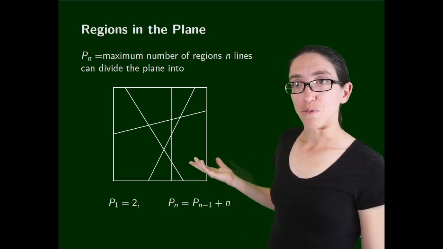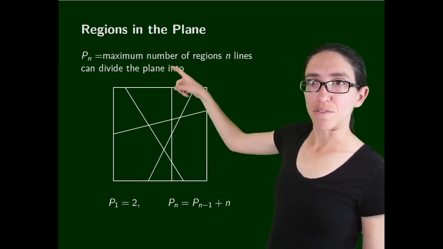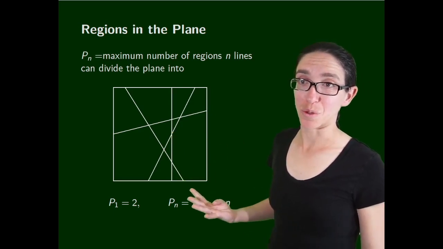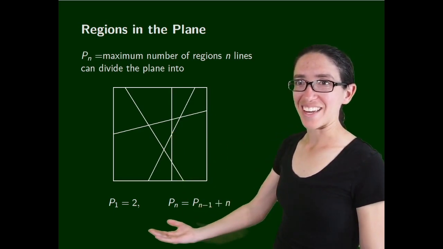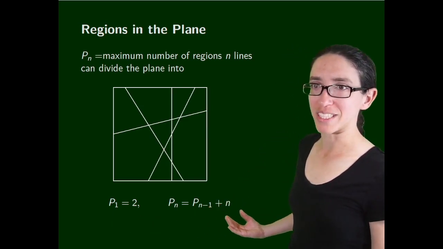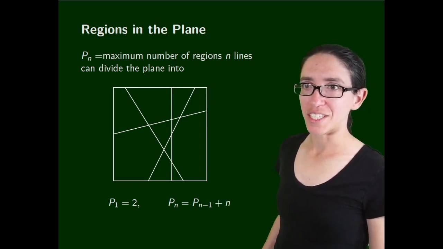Here's an example for 4. You see we added 3, and then a 4th line actually splits all 3 of the other lines, and so it adds 4 more regions. And so at each step, we start with p1 equals 2, and p sub n is p sub n minus 1 plus n. You can always add n more regions to the previous step.